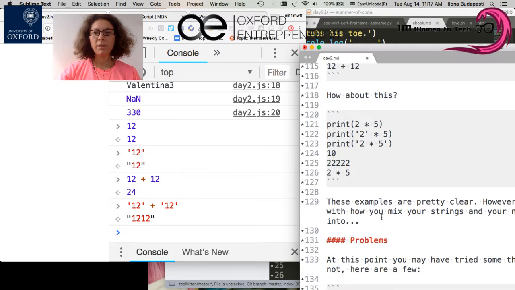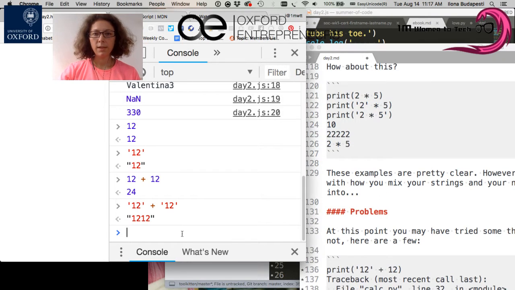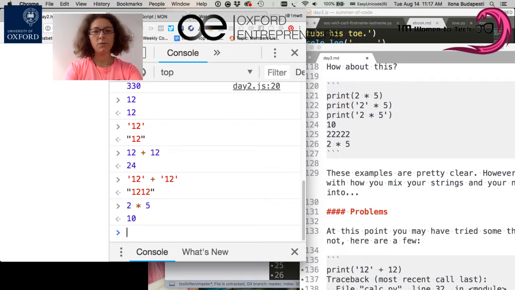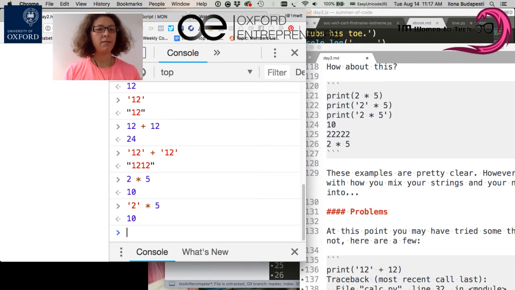Shall we also try multiplication? So we will take 2 times 5, should behave as we thought. And now you know, 2 times 5 also behaves because we received a type conversion for free. This is really interesting. People are very opinionated about this, if I may tell you.